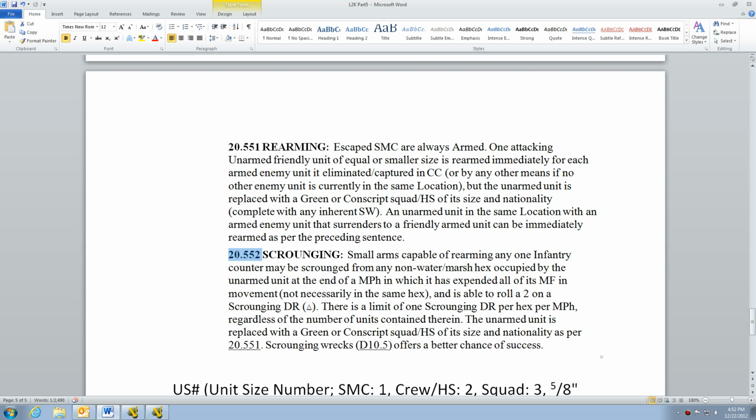Basically, escaped single man counters are always armed. One attacking unarmed infantry unit of equal or smaller size is rearmed immediately for each armed unit that is eliminated or captured in close combat.